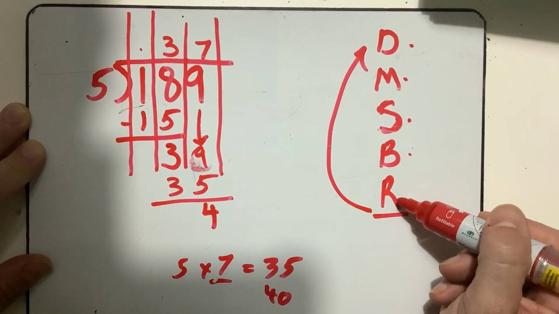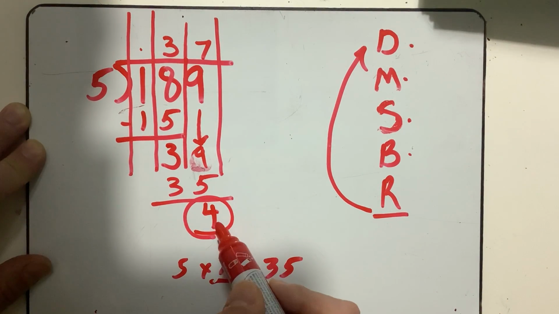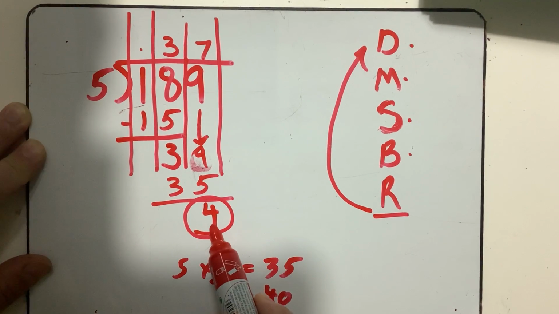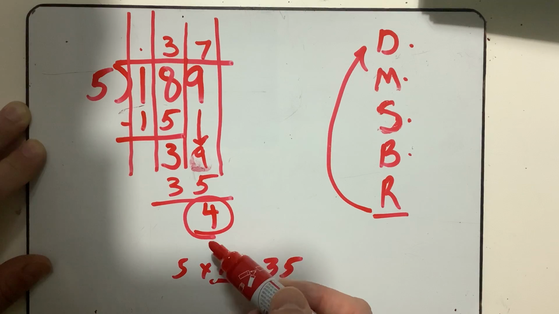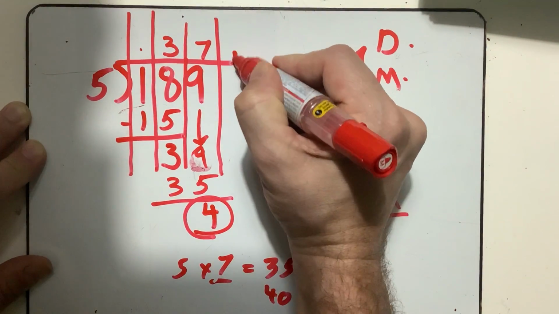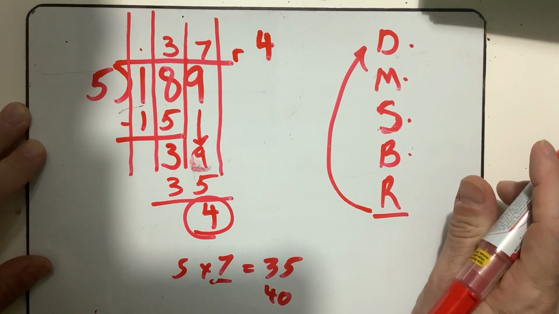So do I repeat? Nope. I now have a remainder, because can 5 go into 4? No, it can't. So my remainder is 4. I can't fit 5 into 4 because 4 is smaller. So I have a remainder. All right, so my answer is 37, remainder 4.